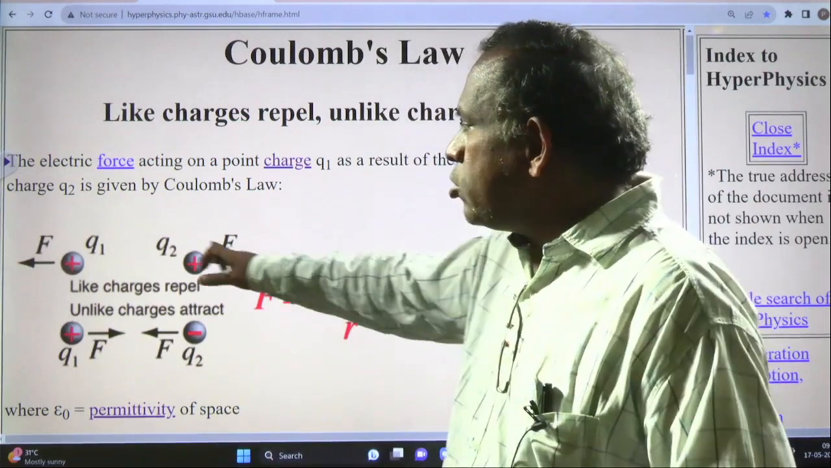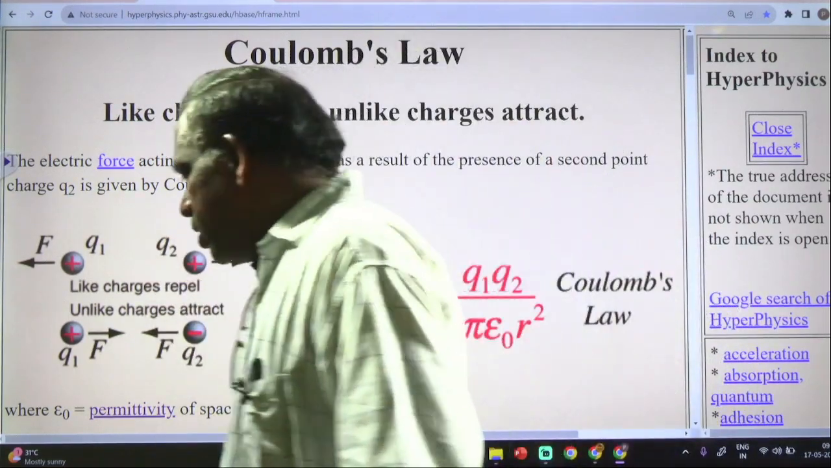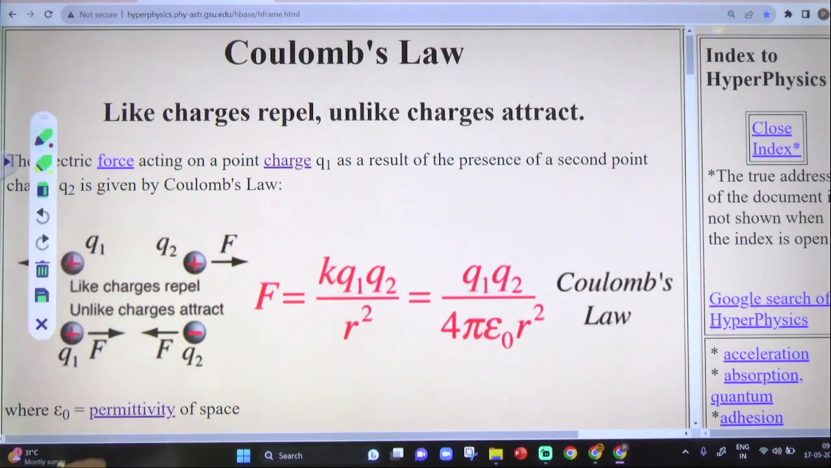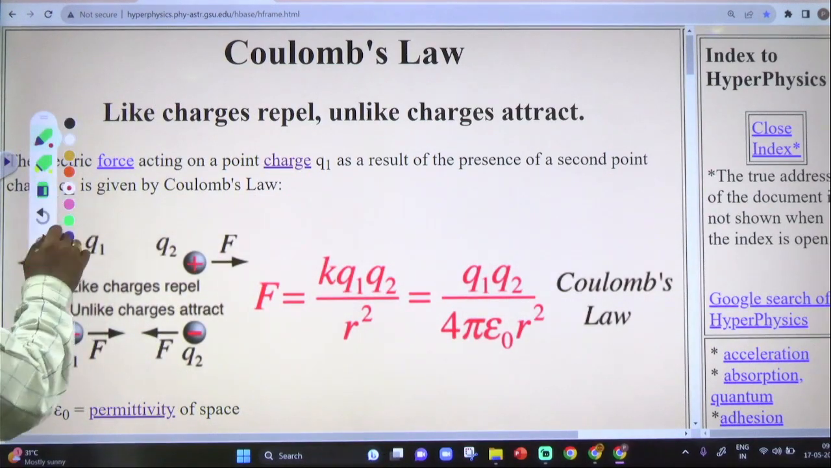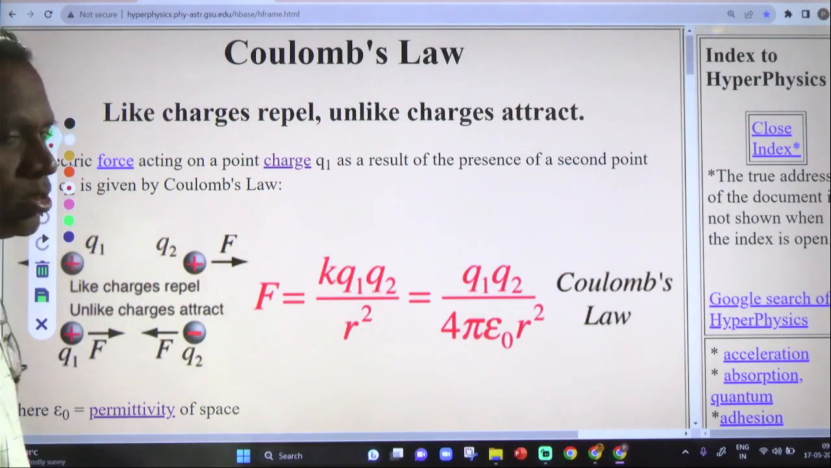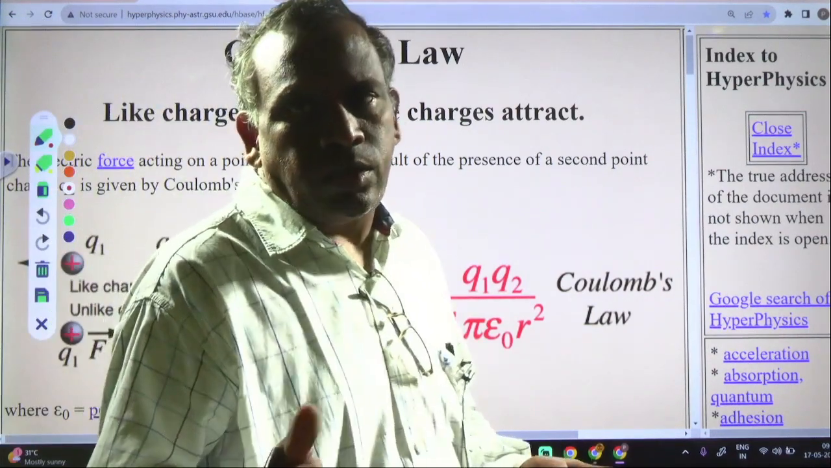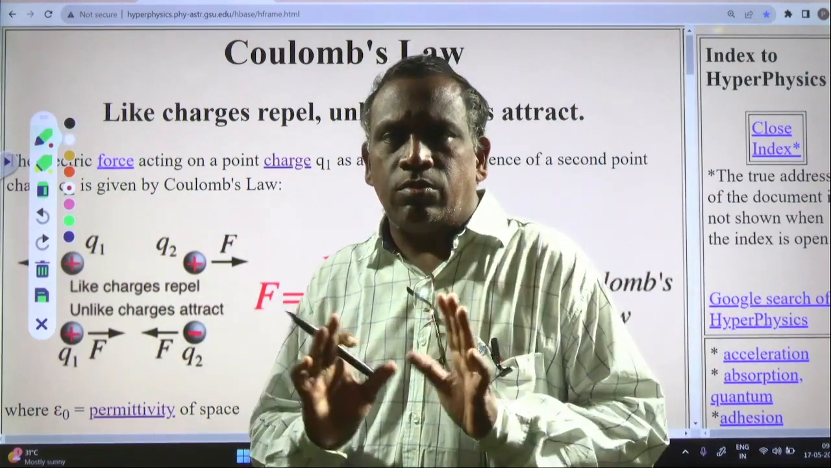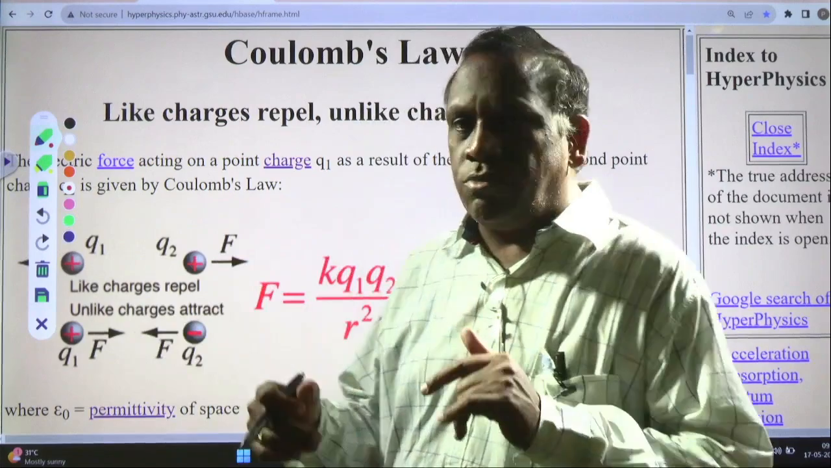See, let us take Q1 and Q2 as the two charges. Those two charges have a force between them. The force of repulsion or attraction, because it could be either an attractive force or a repulsive force. If both are positive, that is repulsive. If one is positive and the other negative, it is an attractive force.